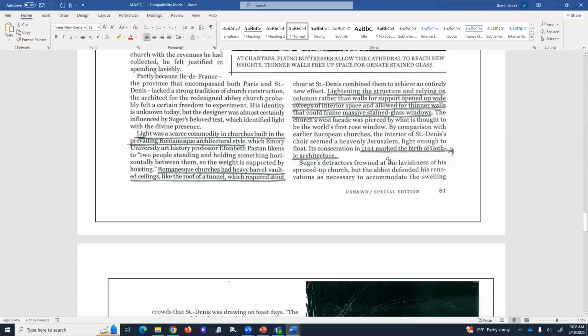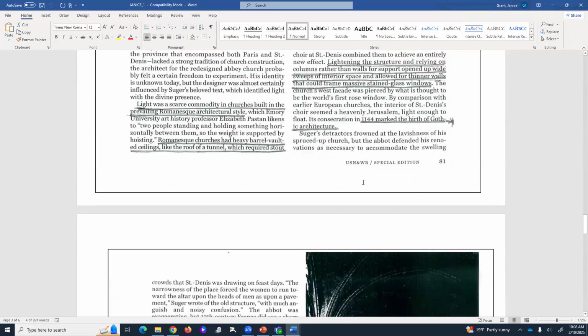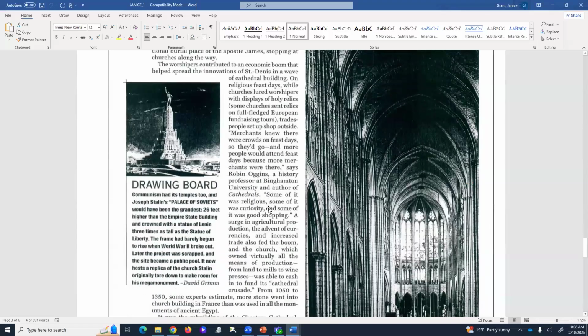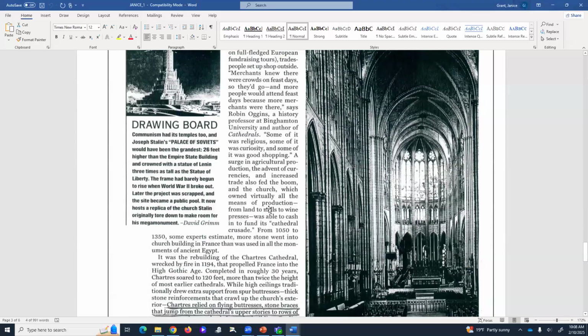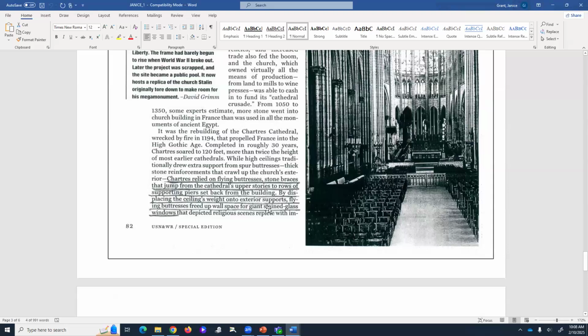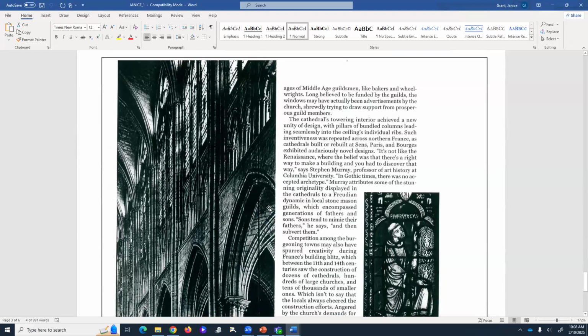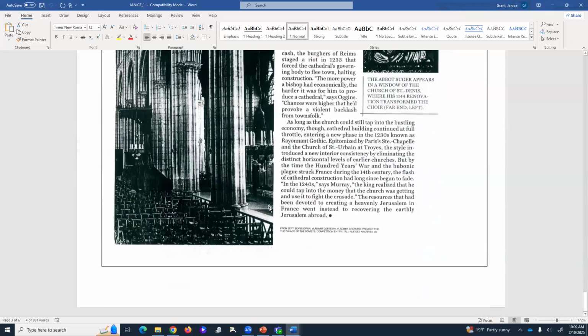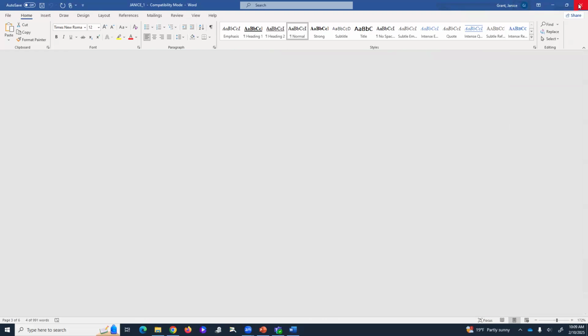1144 marked the birth of Gothic architecture. Some of the pictures in this article I thought were some of the best. You'll find it when you're doing the research as well. Okay.